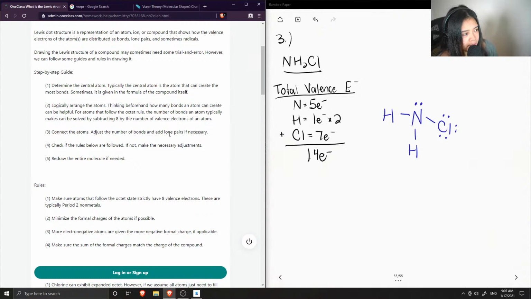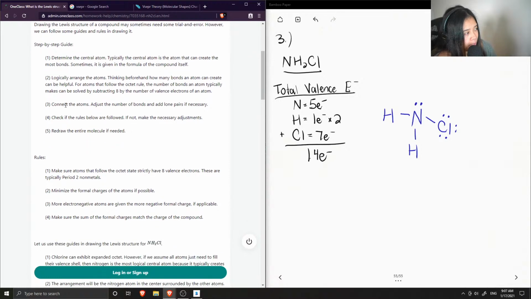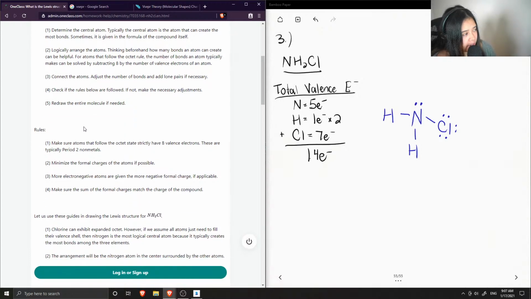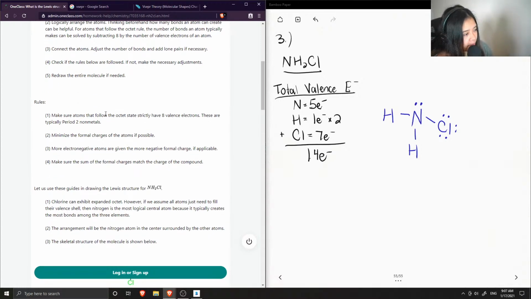So if you know that this atom is able to form multiple bonds, then it's helpful to know that it would probably be the central atom. And also, usually the least electronegative, with the exception of hydrogen, is typically the central atom as well. Connect the atoms and then check the rules below are followed. If not, make necessary adjustments. Redraw the entire molecule if needed. So hopefully you don't get to that step. But now they have the rules.